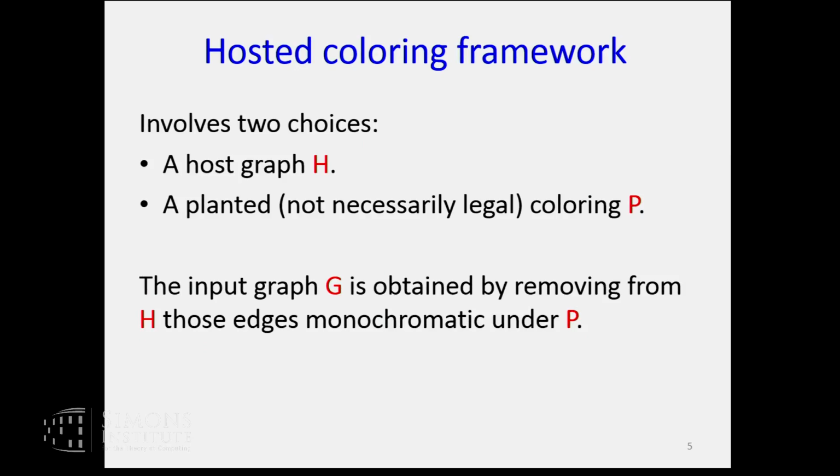So what we will consider is the framework that we call the hosted coloring framework. And in generating an input within this framework, we have 2 choices to make. One is some host graph H. And then within this host graph H, we plant some coloring P. What does it mean to plant a coloring P? We partition the vertices, let's say, into 3 groups, and each group is a color class. And the input graph G to the problem is obtained by removing from H those edges that violate the legal coloring property, the monochromatic edges.